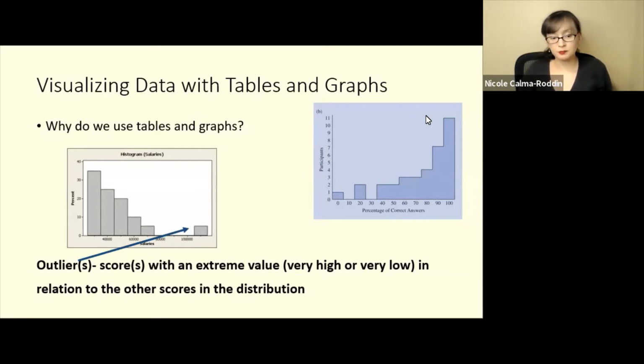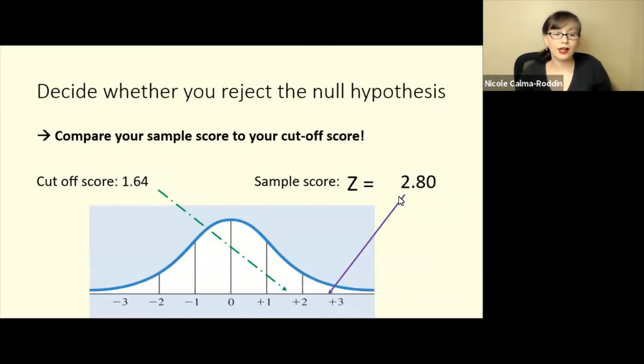prior to analysis. One of the reasons we do this is because outliers might be different from the rest of our data. There might be reasons to believe that this outlier has a different score for a particular reason. And that's kind of what we're thinking about when we're thinking about hypothesis testing. These particular scores aren't outliers, but when we're deciding whether or not we should reject the null hypothesis, what we're doing is comparing our sample score to the rest of our scores.